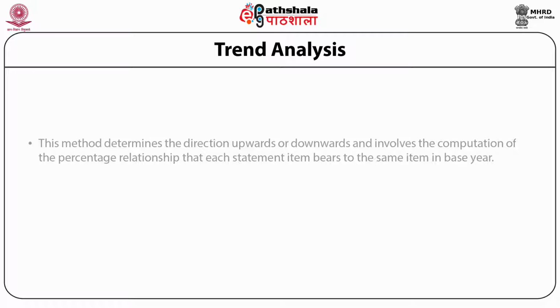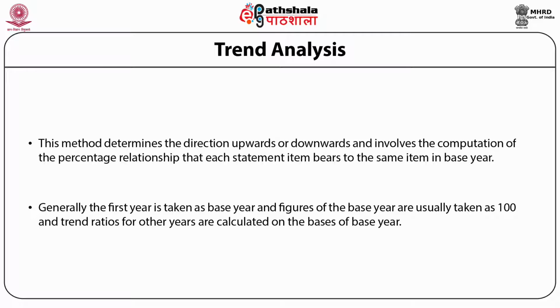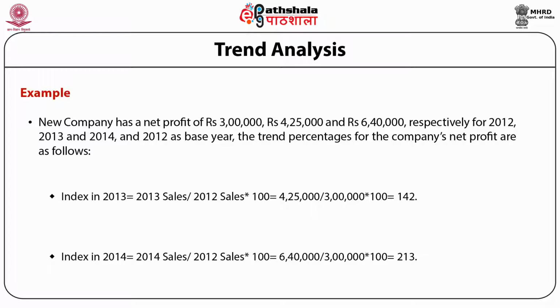Index in 2013 will be equal to 2013 profit divided by 2012 profit multiplied by 100, which is 4,25,000 divided by 3 lakh multiplied by 100, equal to 142. Next, index in 2014: 2014 profit divided by 2012 profit multiplied by 100, that is 6,40,000 divided by 3 lakh multiplied by 100, equal to 213.